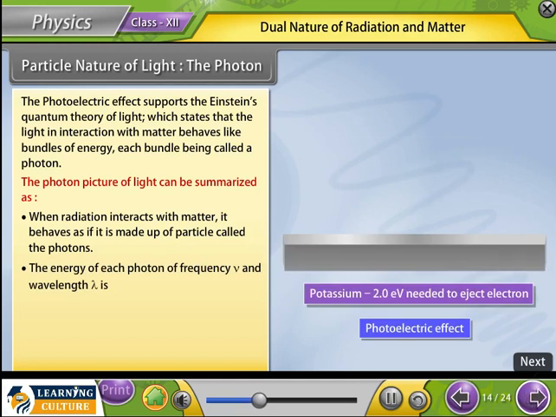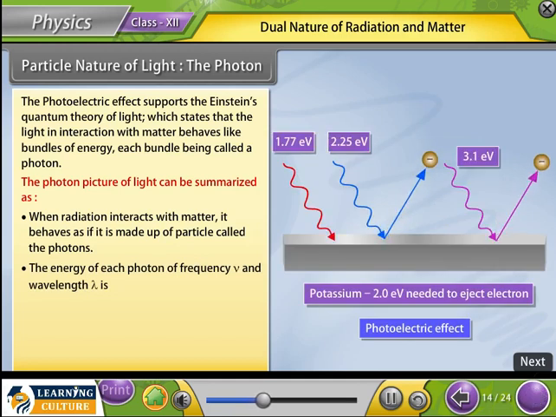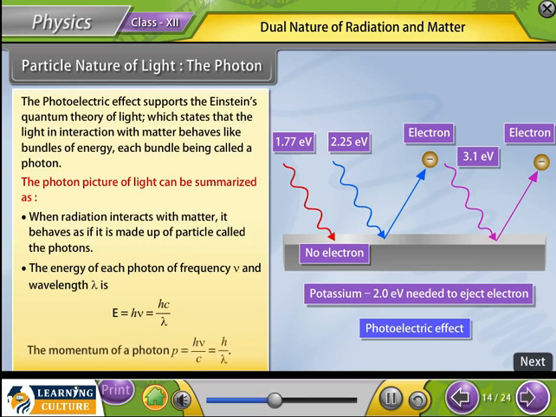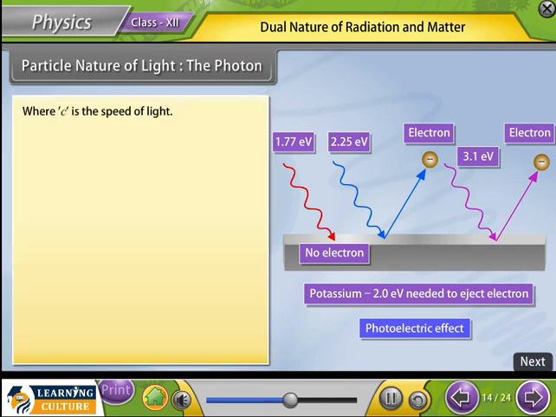The energy of each photon of frequency nu and wavelength lambda is E equals h nu, which is equal to hc by lambda. The momentum of a photon p is equal to h nu by c, which equals h by lambda, where c is the speed of light. All photons of a given frequency have the same energy E, which is equal to h nu.